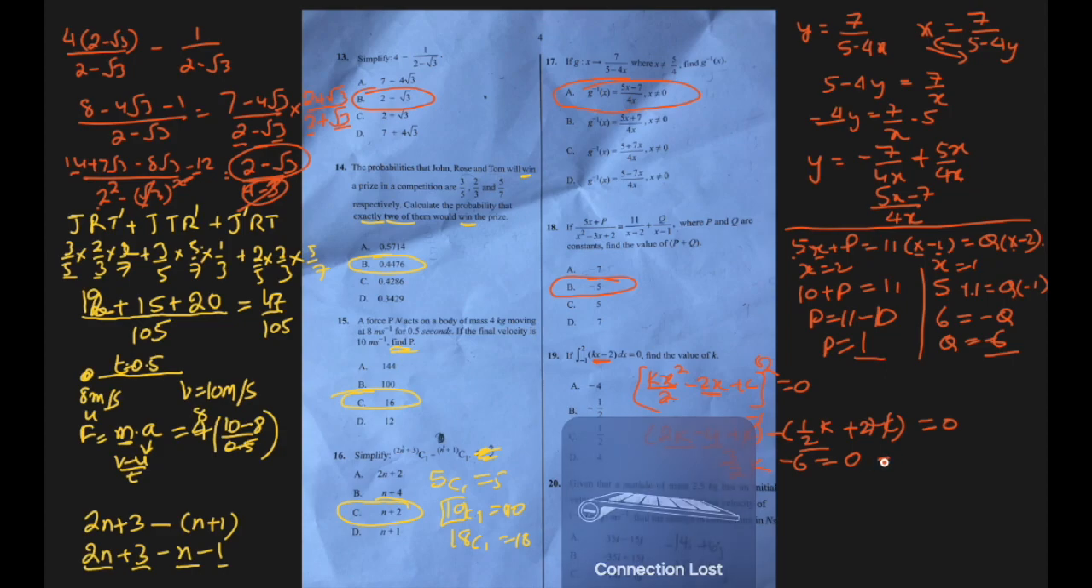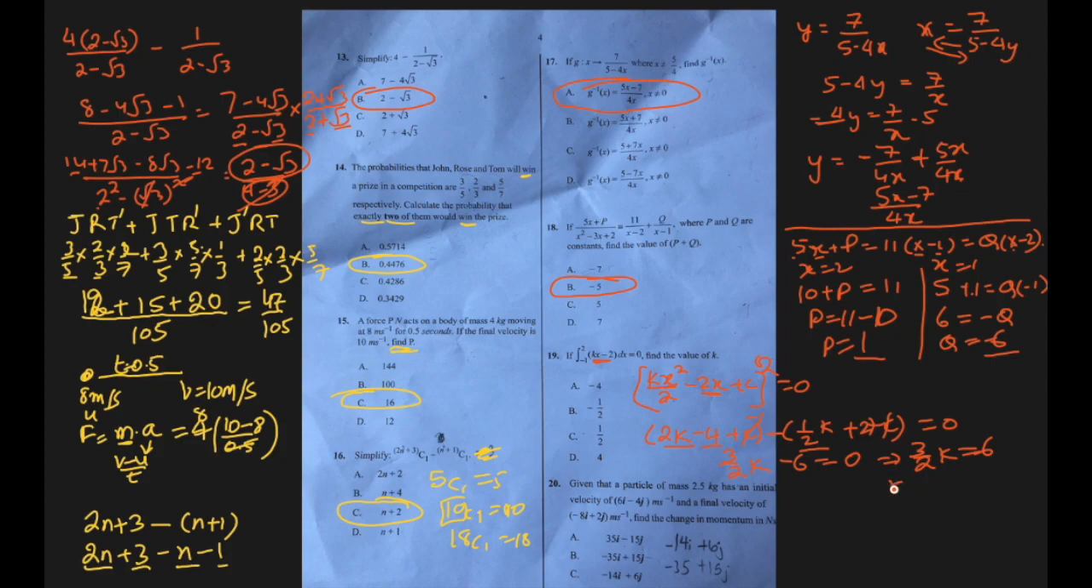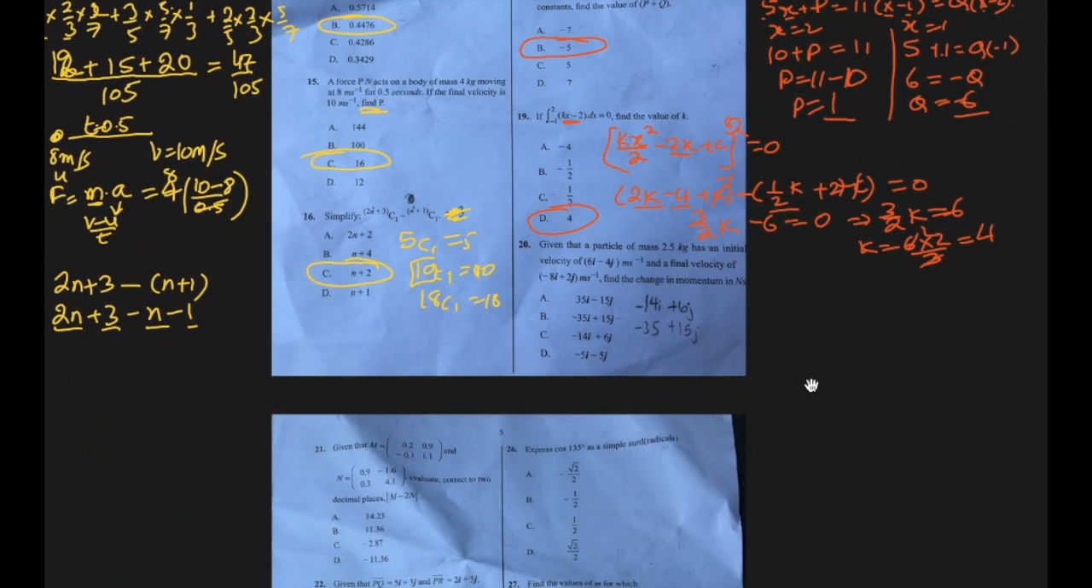So it becomes 3 over 2k equal to 6. So k is 6 times 2 divided by 3. K is equal to 4. So D is for question number 19. Next is, given that a particle of mass 2.5 kg has an initial velocity u, let's say u is 6i minus 4j.